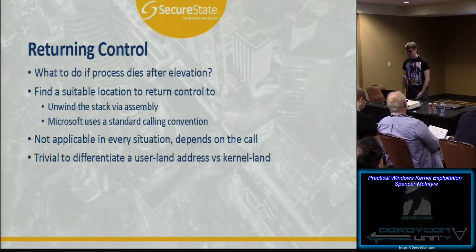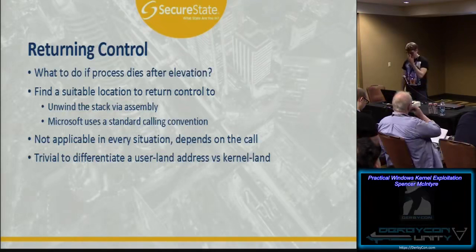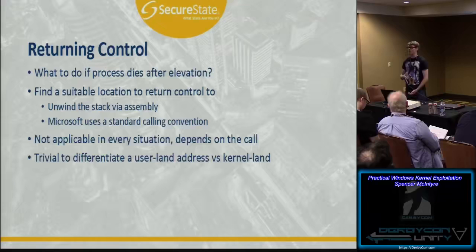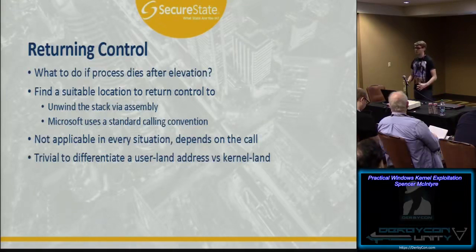So you need to be able to find a location that you can actually return control to. You need to be able to return execution back to it. One of the things you can actually do is unwind the stack in assembly. Microsoft uses a standardized calling convention. What that means is that every time a function is executed and returns, the calling convention dictates how the registers are set up. And because it's a standardized calling convention, almost all of the Microsoft code is going to utilize this one convention. Which means that you can unwind the stack, and what that means is you can determine how many frames up the different functions are, how deep you are. It's like how debuggers are able to work.